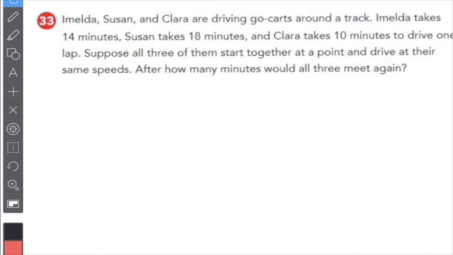Susan takes 18, Claire takes 10 to drive 1 lap. Suppose all of them start together at a point and drive at their same speeds. This is similar to one we had for homework. About how many minutes would all 3 meet again? So it's the least common multiple where they're going to meet.